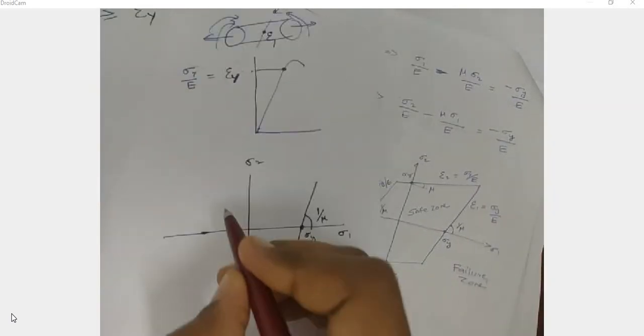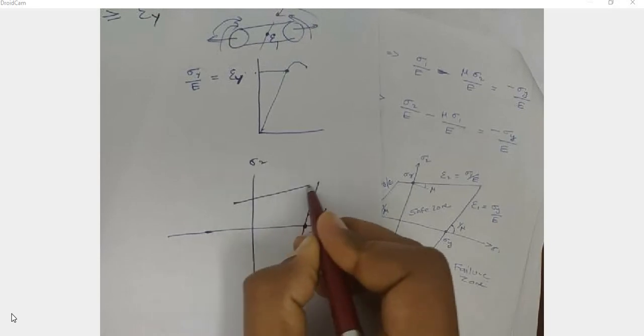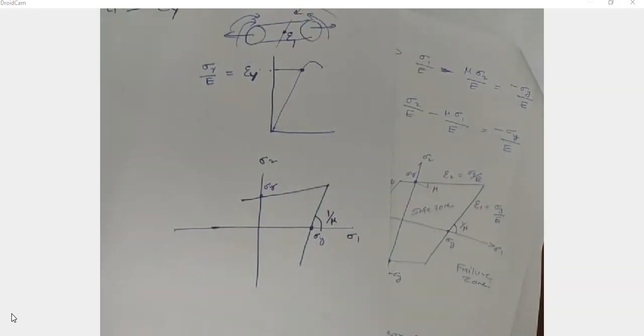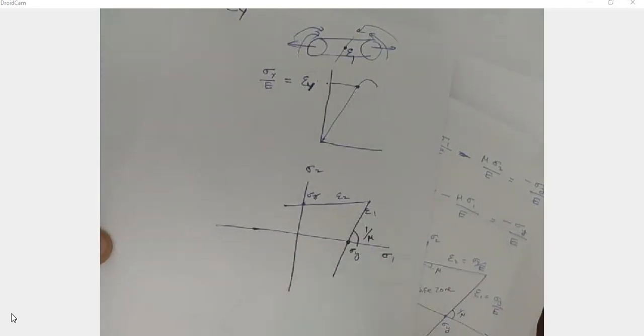Similarly, based on this equation, again I can plot the next line that is also passing through sigma y. So that is epsilon 2 and this is epsilon 1. And again using these conditions, I can plot a line which is parallel to this one.